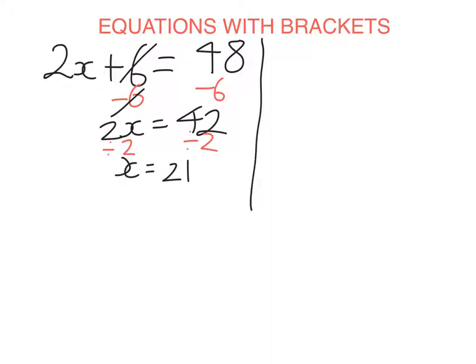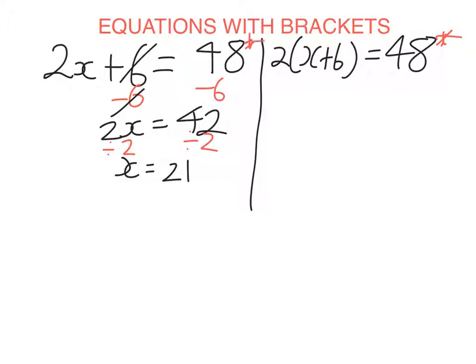But let's add something like this: 2 times (x plus 6) equals 48. So this is a totally different equation. The only way this differs from the first is the order of operations, and that's what brackets do. They change the order of operations.